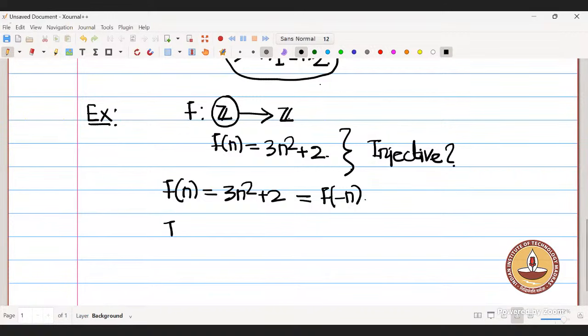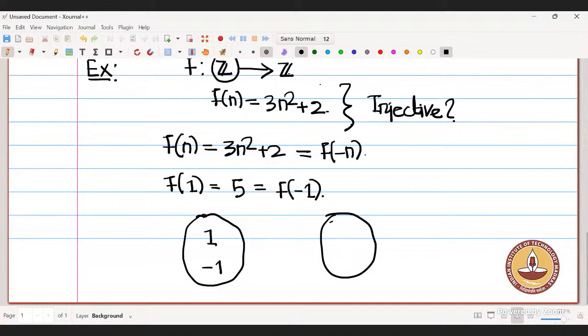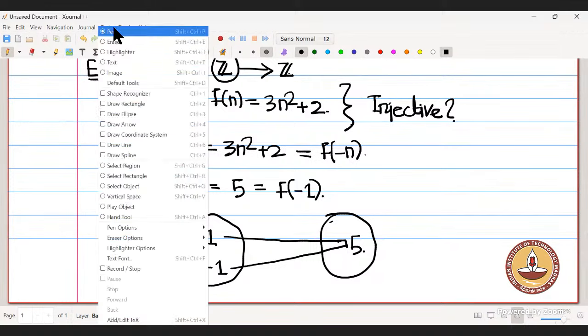Okay, so in particular, if I take f of 1, then it will give me 5, right? And if I consider f of minus 1, I will get the same value, right? So what is the problem here? Now, this is my domain and this is my codomain. I have two things in my domain, 1 and minus 1, and they go to the same quantity in my codomain. So that's why my map is not 1-1 function. Correct? Any doubt till now?